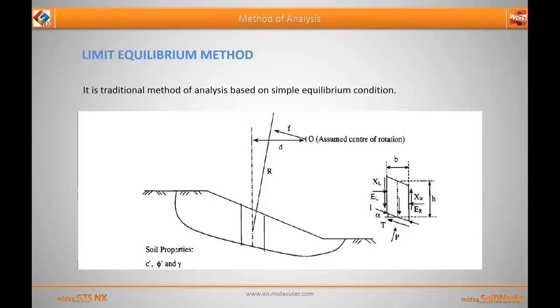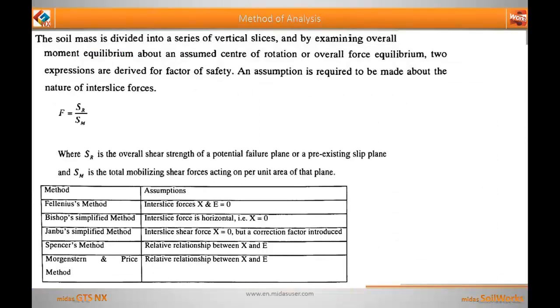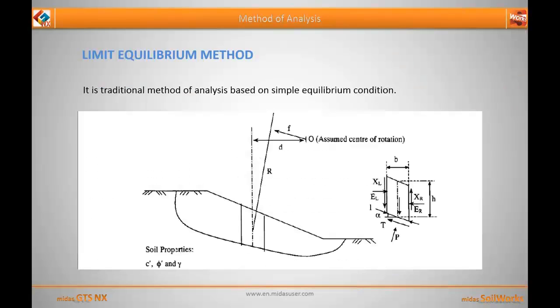The limit equilibrium method is a traditional method of analysis based on simple equilibrium conditions. Basically, we divide the failure surface into a number of slices, and the equilibrium of each slice is considered about an assumed center of rotation. The factor of safety is then calculated as F equals SR upon SM, where SR is the overall shear strength of the potential failure plane or a pre-existing slip plane, and SM is the total mobilizing shear force acting per unit area of that plane.